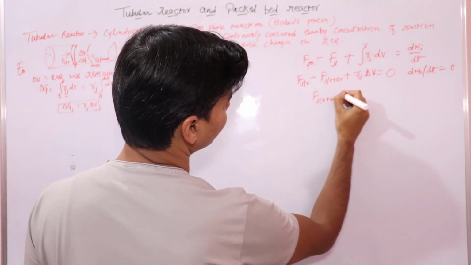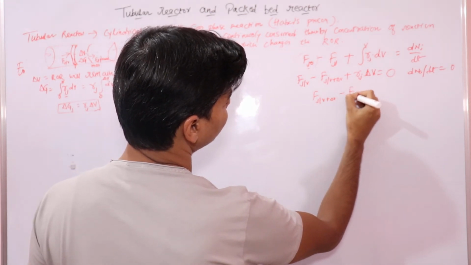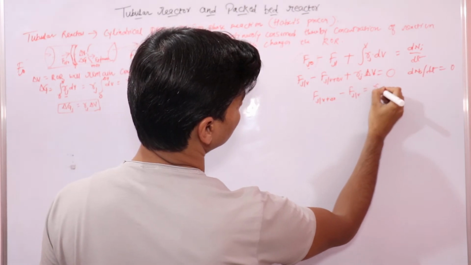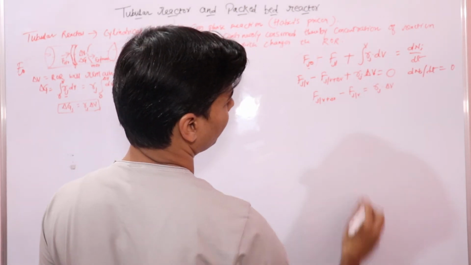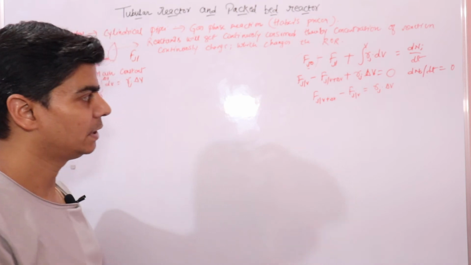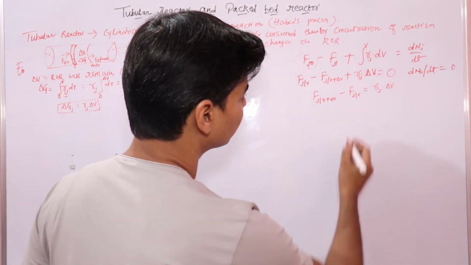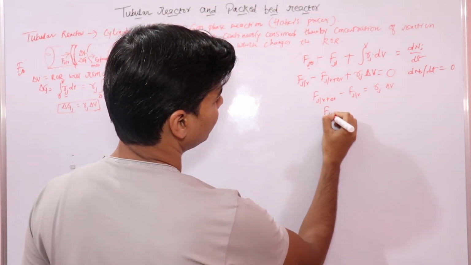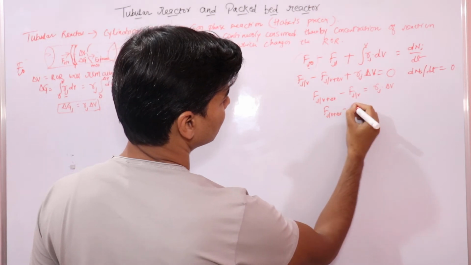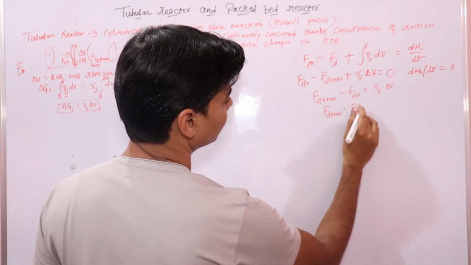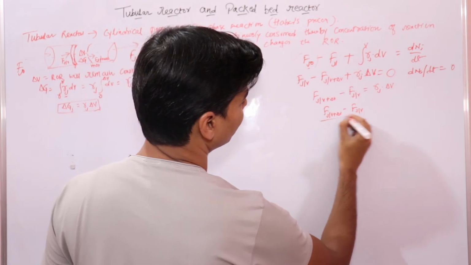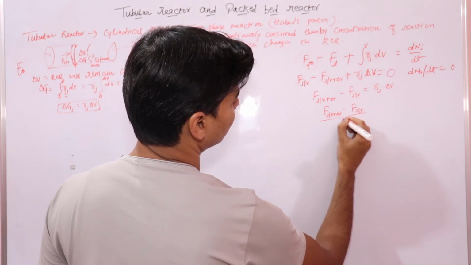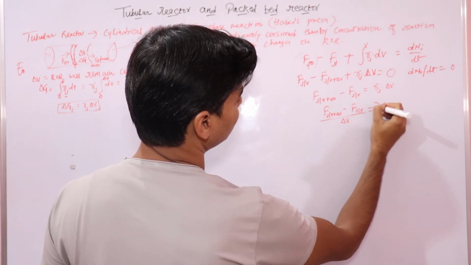Now rearranging this equation, we will get FjV plus delta V minus FjV is equal to Rj delta V. Now dividing this equation on both sides by delta V, FjV plus delta V minus FjV divided by delta V is equal to Rj.